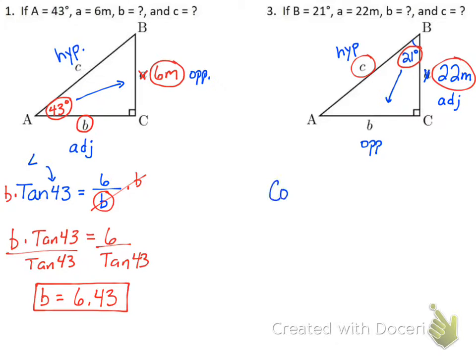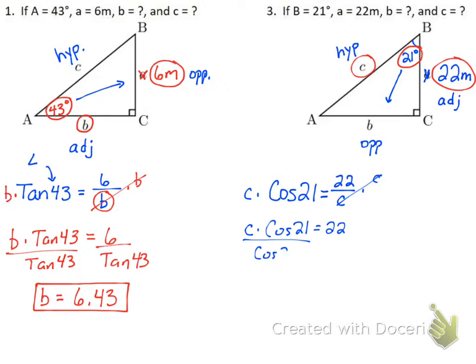So I'm going to go cosine of 21 is equal to, and it's going to be adjacent over hypotenuse. So 22 over my hypotenuse, which is C. And so what I can do here is solve my equation the same way. Multiply both sides by C. C's cancel each other out. I'm left with C times the cosine of 21 is equal to 22. And then divide both sides by the cosine of 21. And so I get C is equal to 22 divided by the cosine of 21. I get 23.57, if I'm rounding correctly.